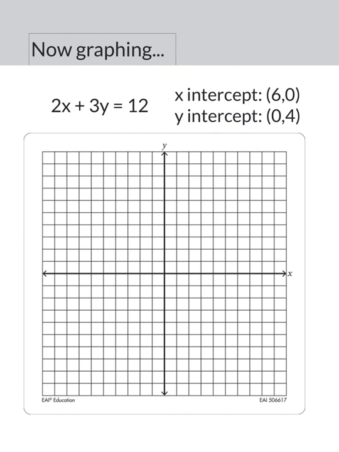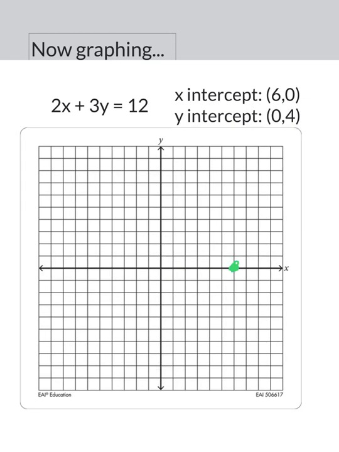So I'm going to graph the x-intercept first. The x-intercept, as you recall, is (6, 0). So here's the middle. I go over 6. 1, 2, 3, 4, 5, 6. So I need to put a dot there. Okay, so that's the graph of the x-intercept.